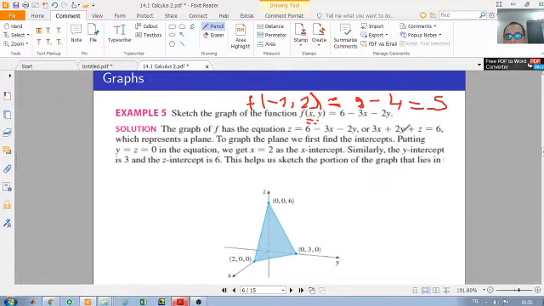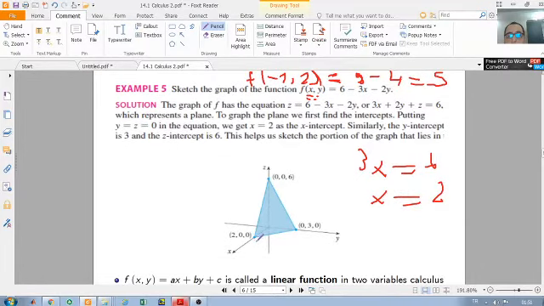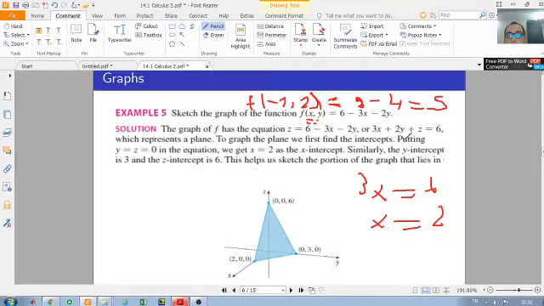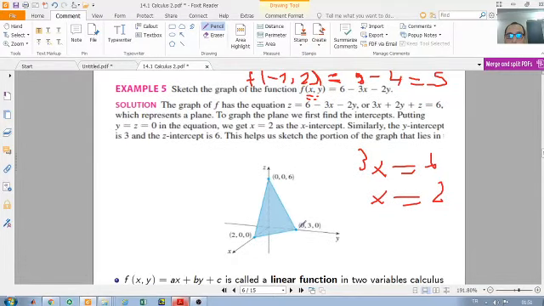For example, when we write 0 for y and z, we get 3x is equal to 6, so x becomes 2. So this is the first intercept point, which is on the x-axis, since we write 0 for the other variables: 2, 0, 0. Similarly, writing 0 for x and z, we get 2y is equal to 6, y is equal to 3. So the second intercept point is located on the y-axis, and writing 0 for x and y, z is equal to 6.